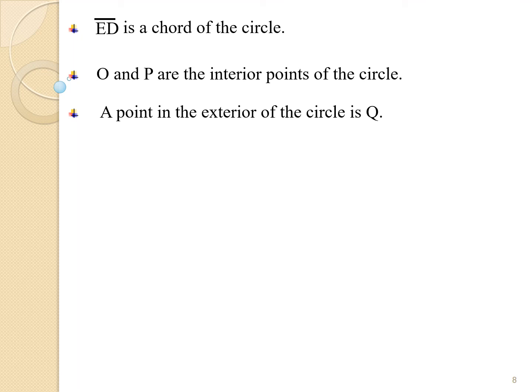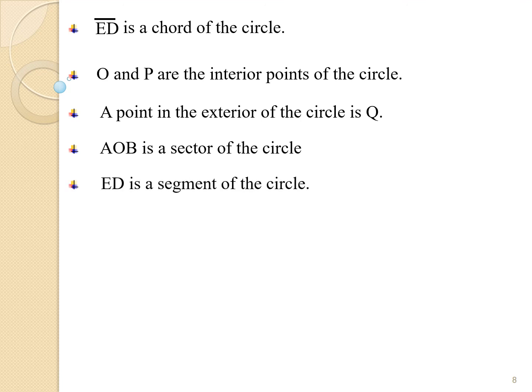Now G, AOB is a sector of a circle which is bounded by 2 radii, namely OA and OB, and an arc AB. Now H, ED is a segment of a circle which is enclosed by a chord ED.